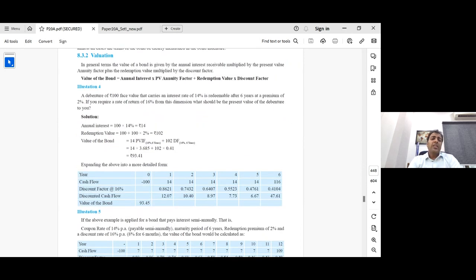Once again, the bond valuation will apply the same principle. That is, the value of the bond is going to be the present value of the cash flows. The cash flows can come in two parts. One is the interest income that you will get, and the second is the terminal value, which is the redemption amount that you will get. So you take the present value of both of these, and you will get the value of the bond. Okay.